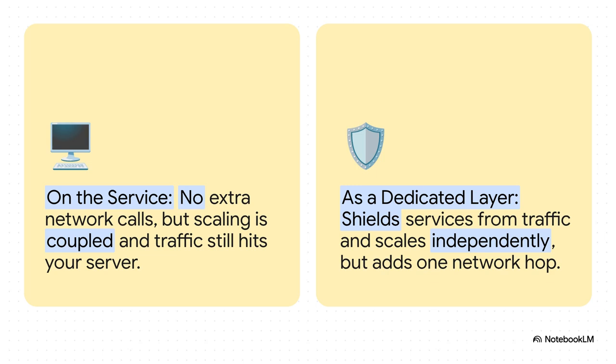A huge traffic spike still has to travel all the way through your network to reach your service just to get blocked. That's why the much more common pattern you see today is to have it as a dedicated layer, something like an API gateway. It acts like a shield for your whole system, stopping that bad traffic at the front door before it ever gets a chance to cause trouble.